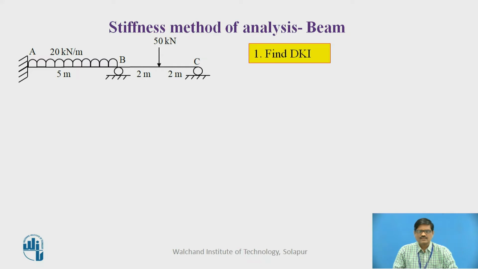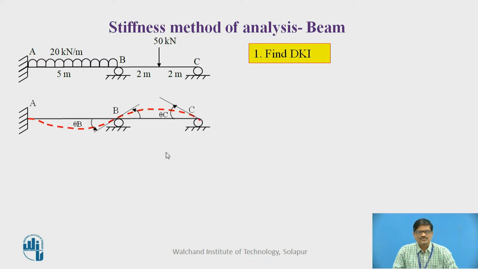To begin with, we shall first find the degree of kinematic indeterminacy. For that, the deformed shape we need to assume. So the rotation at B and C is only possible here, and the red dotted line shows the possible deformed shape, where it is indicated that at B we have anti-clockwise rotation and at C we have clockwise rotation.